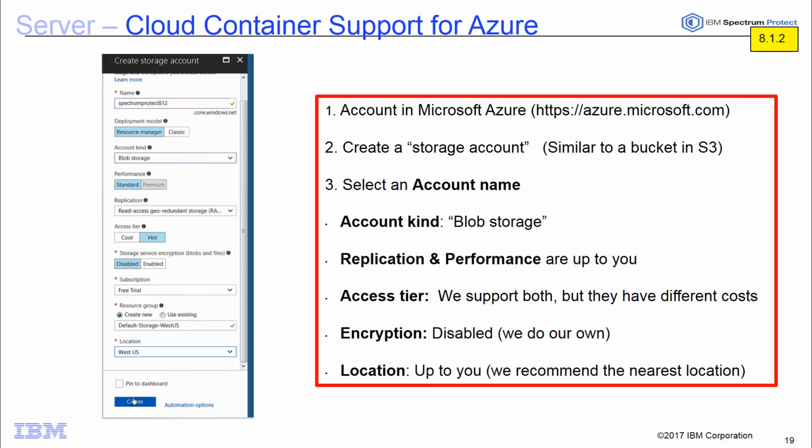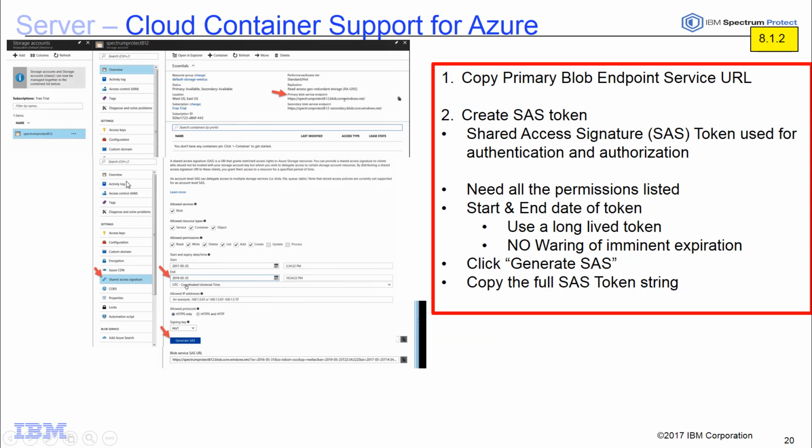For the location that you choose, we suggest you set the location closest to wherever your Spectrum Protect server is. Then you'll want to copy the primary blob endpoint service URL that's provided, and that will be needed by Spectrum Protect when you're setting up the Azure containers. You'll also need to create a SAS token, and then you'll want to copy that SAS token over as well.